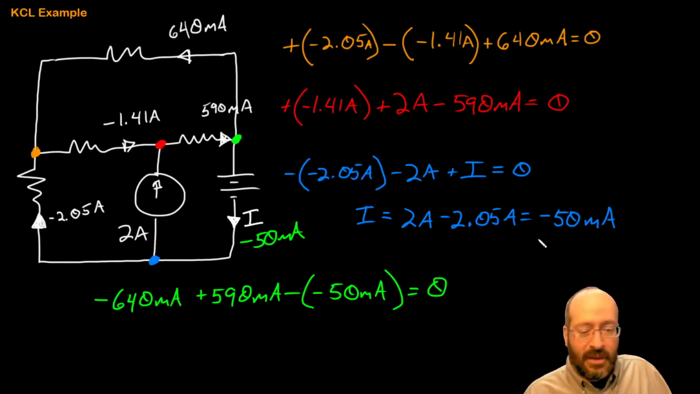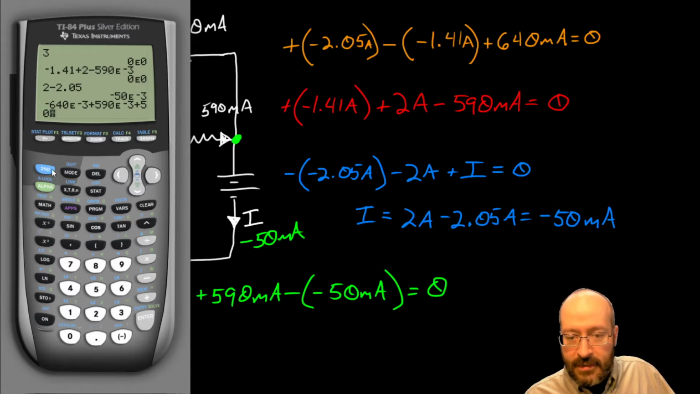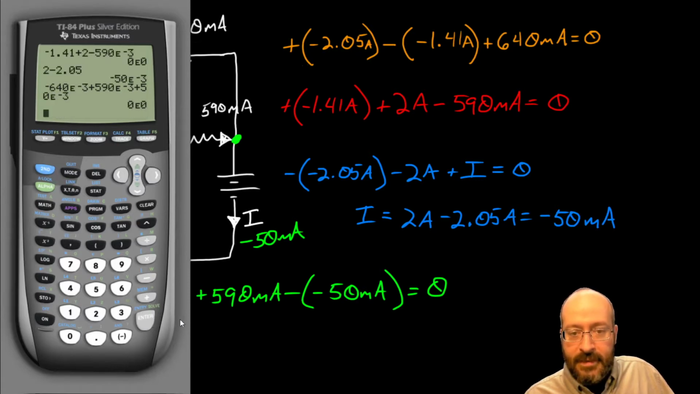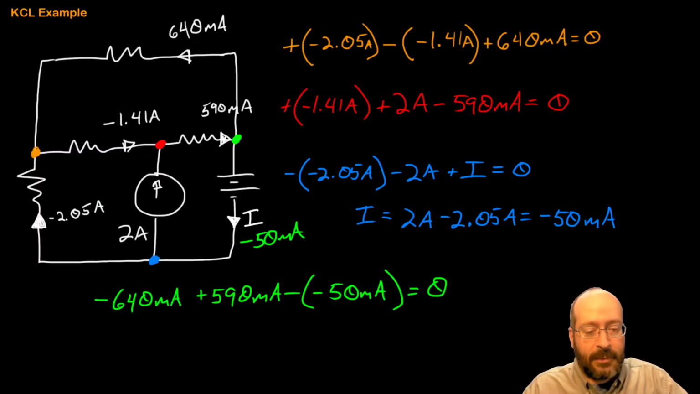So we're really checking ourselves. Okay, did I do this blue KCL correctly? And I can check it by writing the green KCL at the adjacent node. All right, so let's give that a try. Negative 640 milliamps plus 590 milliamps, and then plus 50 milliamps, and we get 0. Okay, so turns out Kirchhoff knows what he's talking about.